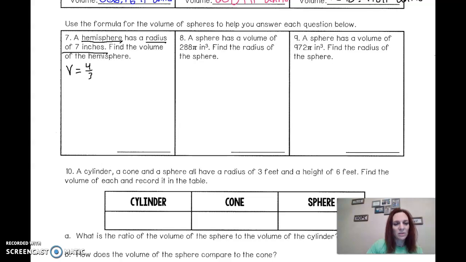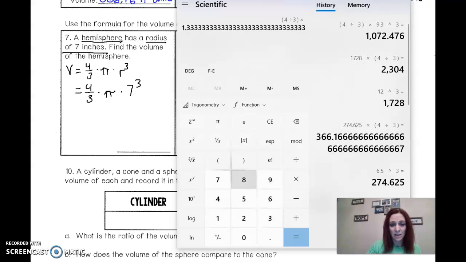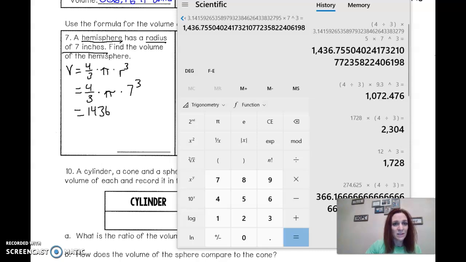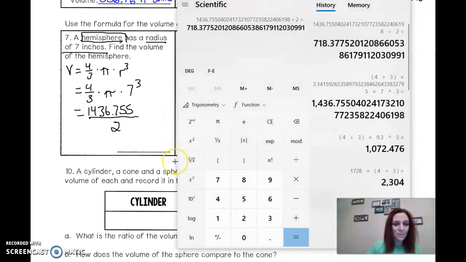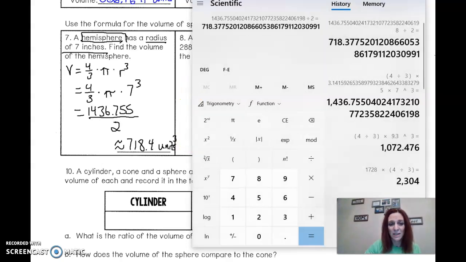So our volume is still 4/3 times pi times our radius cubed. Now I'm going to solve it like this. Seven cubed, okay? And then I'm going to worry about being a hemisphere. So 4 divided by 3 times pi times 7 raised to the third equals 1,436.755, okay? But since it's a hemisphere, we're going to divide that by 2. Hemisphere, remember, is half a sphere. And we're going to get, this is about 718.4 cubic units. When you write units cubed, we say cubic units.